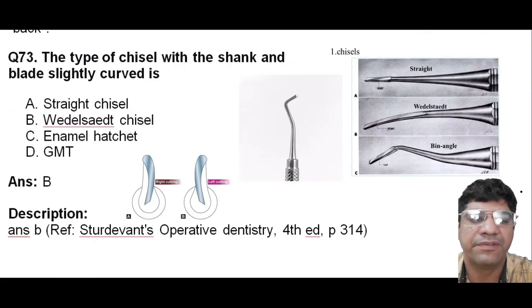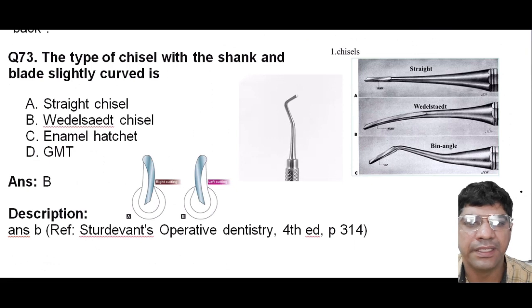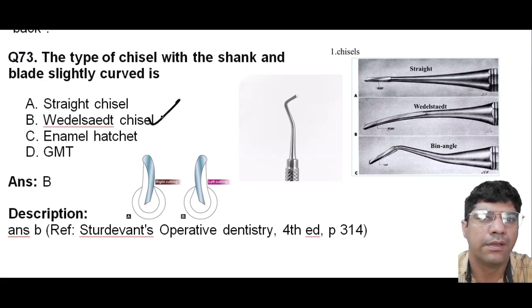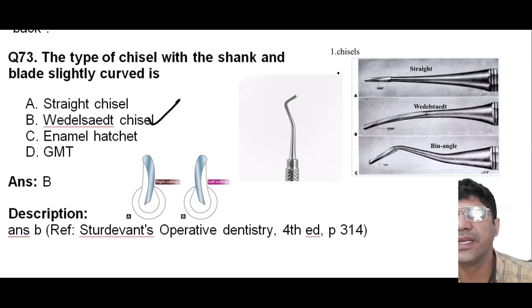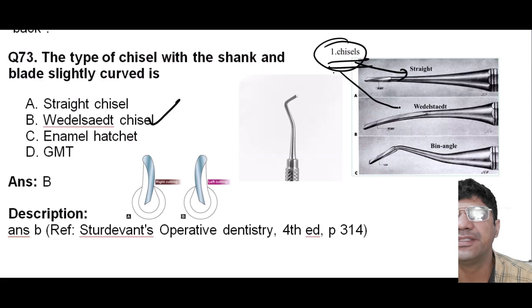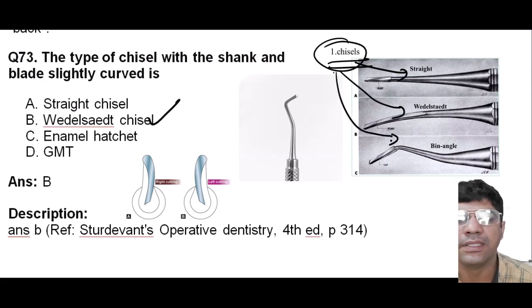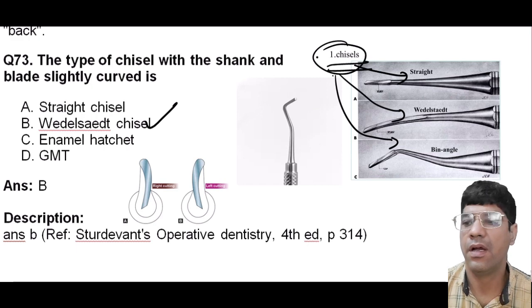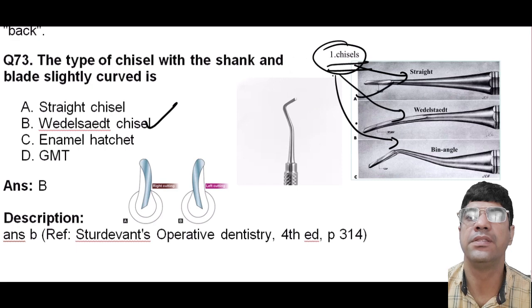Next question: the type of chisel with a blade slightly curved is option B. Now, what are the various types of chisels that we can use? Chisels can be of three types: the straight chisel, the pedal stage chisel, or the bin angle chisel. So these are the chisels.